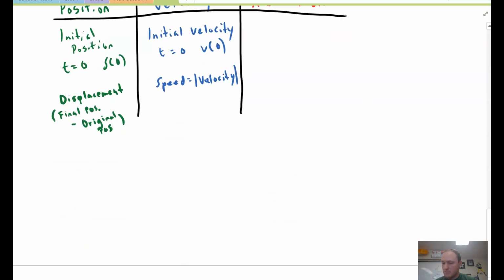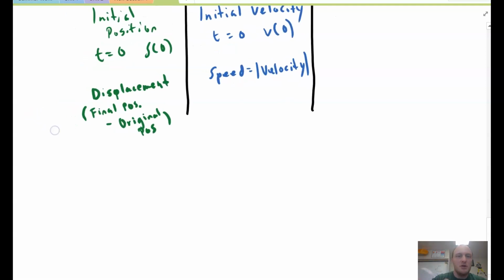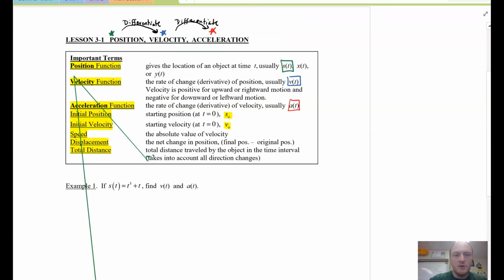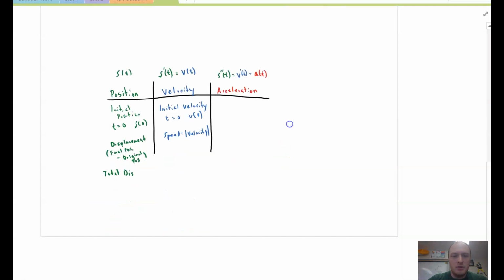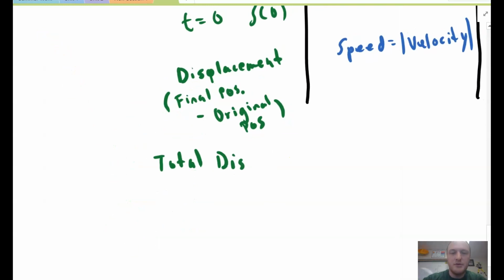So I'm going to write over here, total distance. Okay, and again, this is all directions, all direction changes.